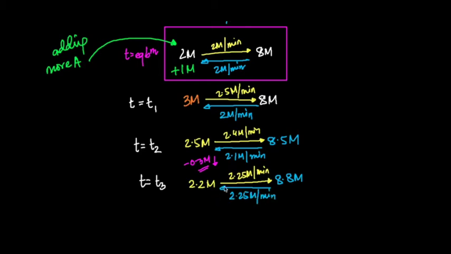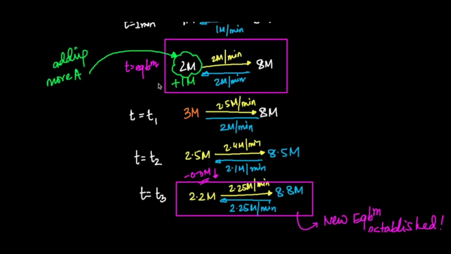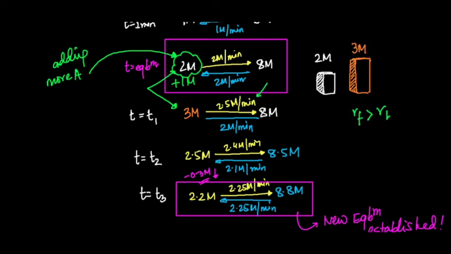Thus we can see that rate forward again becomes equal to rate backward, and thus a new equilibrium is established out here. In short, if we disturb the equilibrium by increasing the concentration of A from 2 molar to 3 molar, then rate forward becomes greater than rate backward, and so the reaction moves in the forward direction, and in this process concentration of A decreases until a new equilibrium is achieved at 2.2 molar.